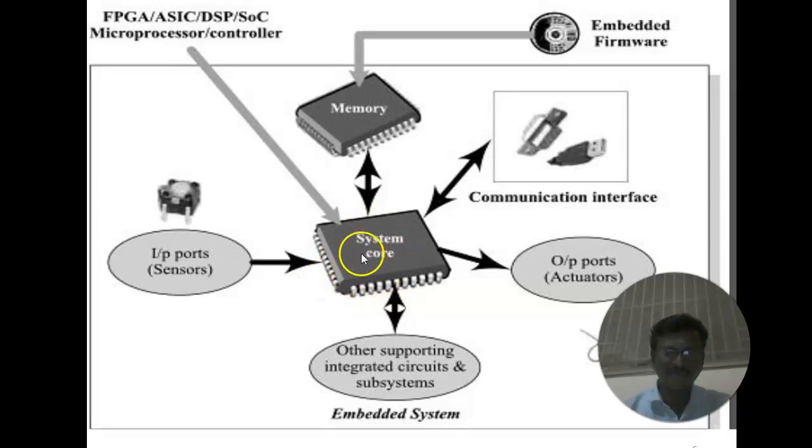So here it has the system core, memory, and input output ports. The input ports may be a sensor or any other input device which may be connected to the system, and the output of this core can be given to the actuator, or some other communication interfaces. So this is the general block diagram of this embedded system. Or the output of this system core can be connected to support other devices, or other subsystems can be connected with that. This is the general embedded system.